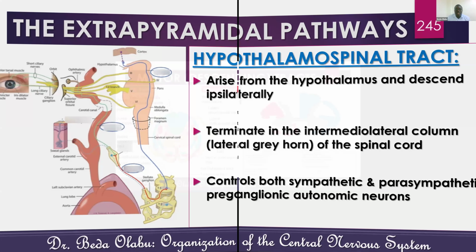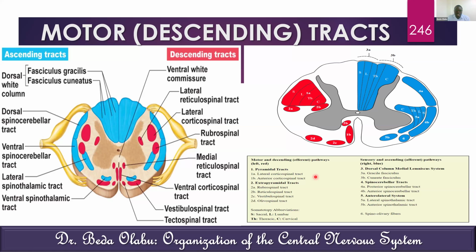Great, so those are the extrapyramidal tracts, and I've just placed this here so that you have a glimpse again of where these various descending tracts are located. We can use the one to the right to just try to trace the location. The lateral white column has the lateral corticospinal as well as the rubrospinal tract you can see there. You can also see the location of the reticulospinal tract there. 2C is the vestibulospinal tract you can see there.